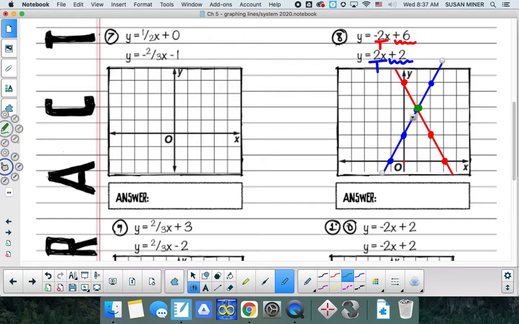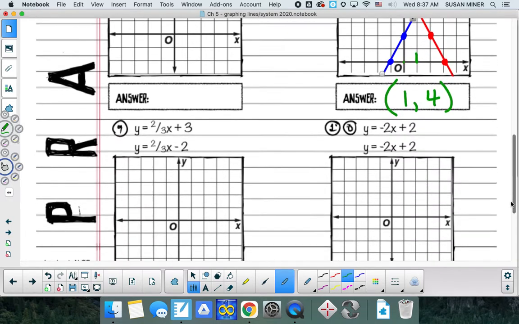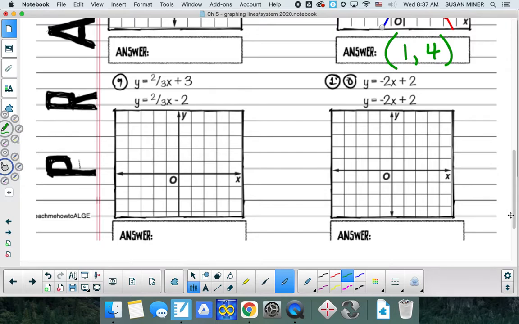And so I've got to know what that point is, right? And so I look at my graph and I say, okay, x right there is a 1. So x is going to be +1, and the y value right here is 4. And that is the point where those two lines are the same. This is a one solution where x is 1 and y is 4. Okay, let's take a look at number 7 then. Let's graph that one.